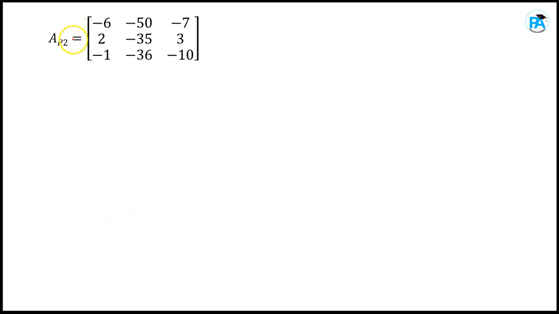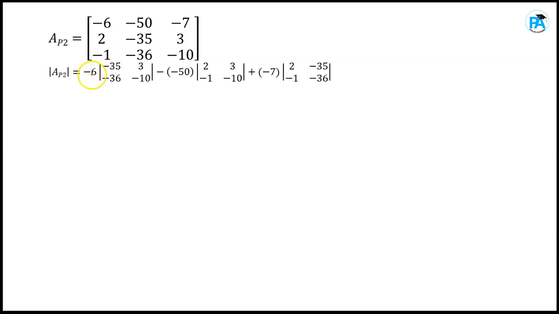To get AP2, you only remove the values at the second column and replace them with B. Okay, our B was this, so replace it with B. When you do that, you find its determinant as well. To get the determinant of this, you take the first value times the determinant of its minor.